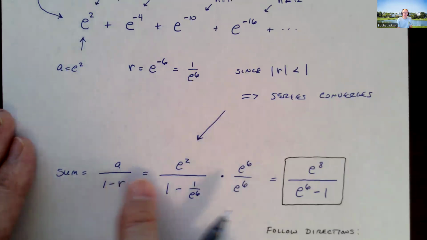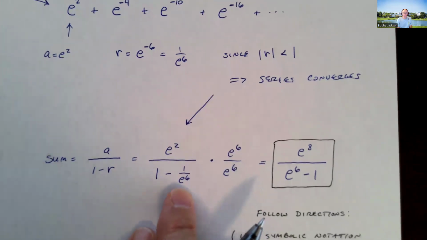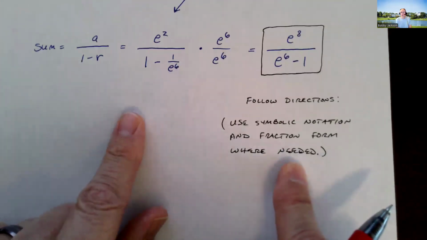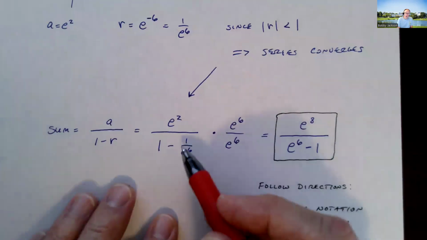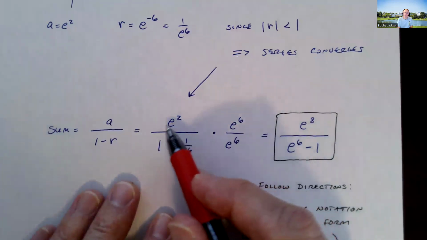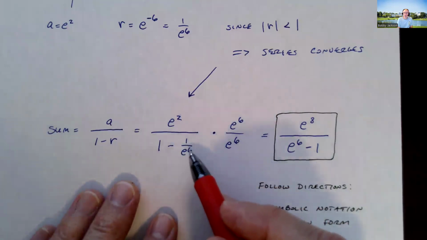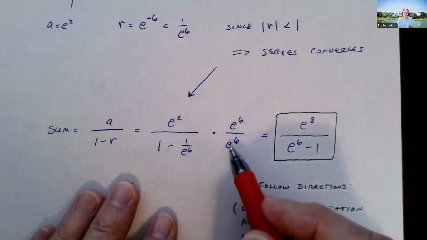The first term in the series is e squared. The value of r is this. I write it in this form because they want the end result, right, in fraction form, symbolic notation of fraction form. So I don't want to have the negative exponent there. I want to put it in fraction form. And the best way to me to clean up this compound fraction is multiply by e to the 6th. Of course, I have to do that same to the top and bottom to write an equivalent fraction, right?